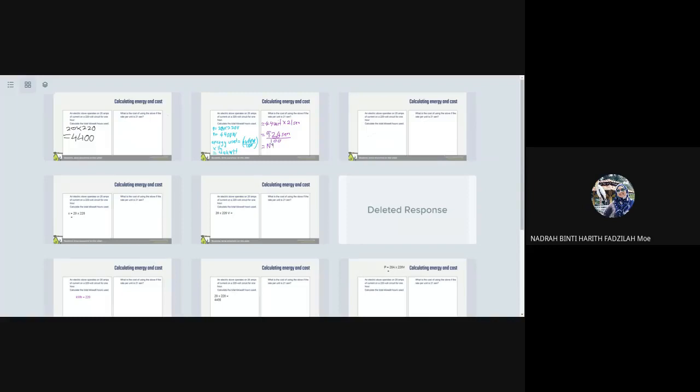Oh, bagusnya dia tunjuk calculation terus ya. Divide by 100. Okay, Tengku Arish, you are on the right track. Teruskan. So the unit for energy, electrical energy use is kilowatt per hour ya. Okay, don't forget the unit is kilowatt per hour.